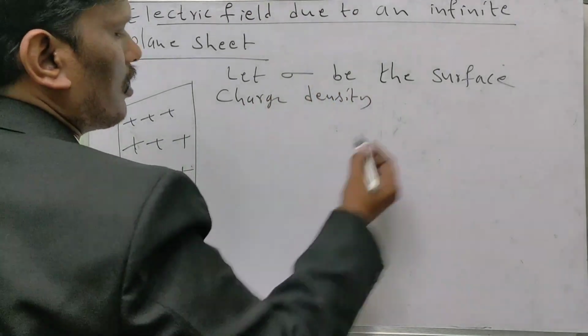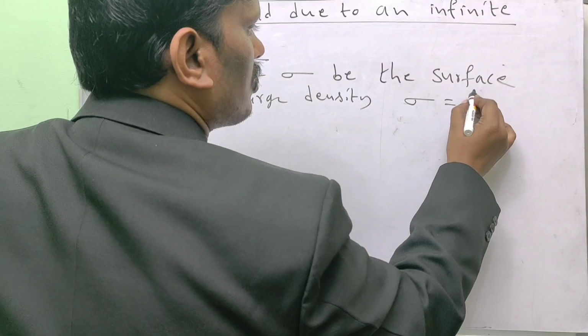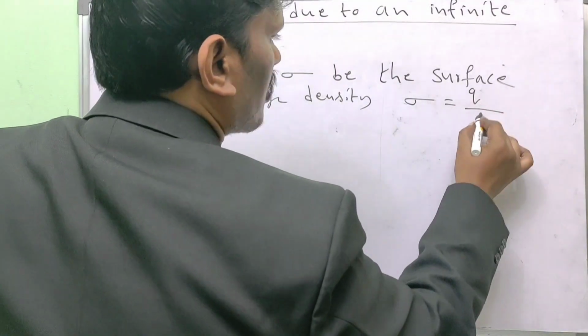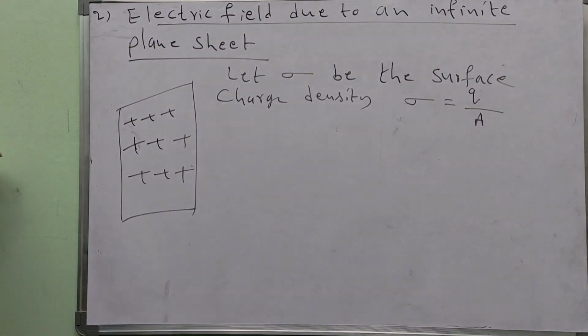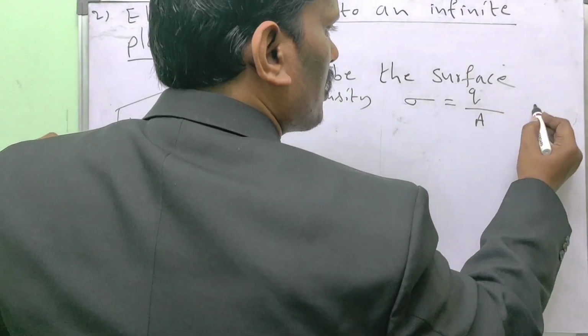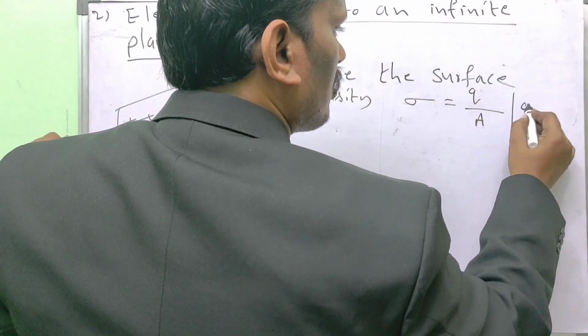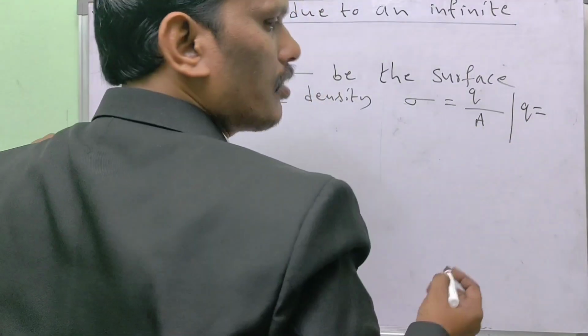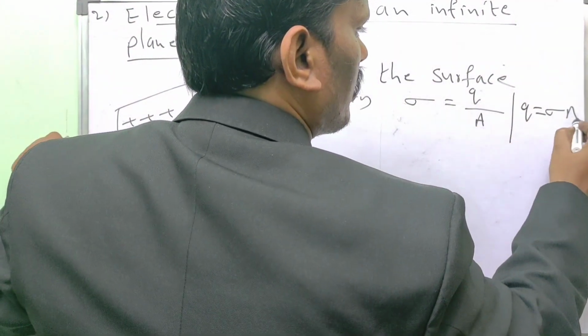What is the meaning of that? Sigma is equal to charge per unit surface area. From here, what is Q? Transposing, Q is sigma times A.